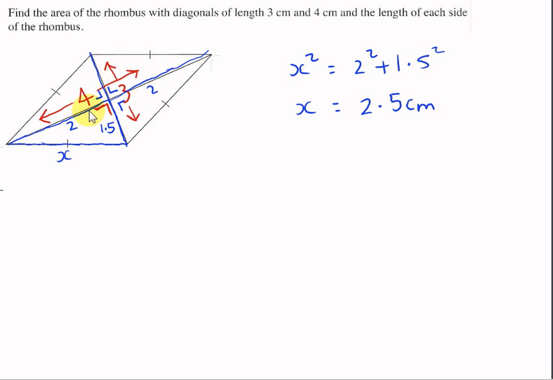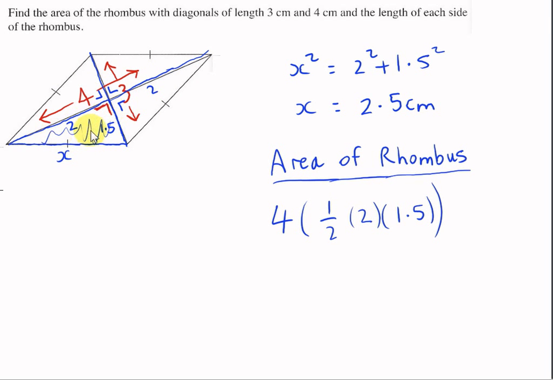But even if they're not congruent, it's a fact that the areas are the same. That's covered in another video. So if we know the area of one triangle, we just multiply by 4. So we get the area of this triangle here. So we could take 2 as base. Well, if we take 2 as base, then 1.5 is the perpendicular height. So it's half times 2 times 1.5, and we multiply by 4. So we see that 2 times 1.5 is 3. 4 times a half is 2. So we have 2 times 3, which is 6. And that's in centimeters squared.